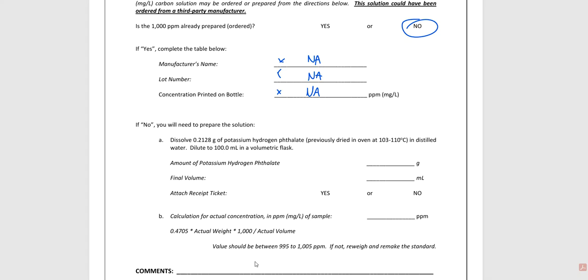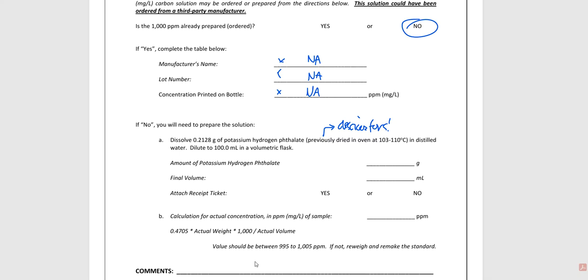Next it says, if no, you need to prepare your own solution. And A says dissolve 0.2128 grams of KHP that has been previously dried in distilled water and then dilute to 100 mLs in a volumetric flask. All right, so what's happening here is that we normally have pre-dried the KHP for you, and you will find our KHPs in the desiccators that are on our back wall. And they'll be in small little Petri dishes, so that way you can grab just a small Petri dish, take it to your balance where you're going to be measuring it out, use it, but return it back to the desiccator, please. So we have pre-dried them. The water vapor is now off. There's no water mass that's associated with it.